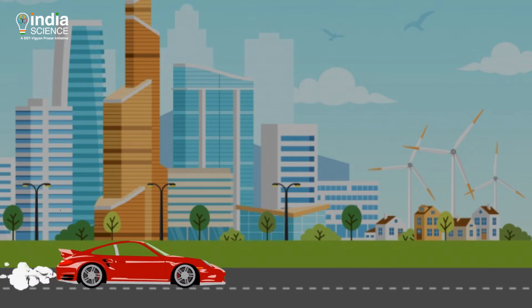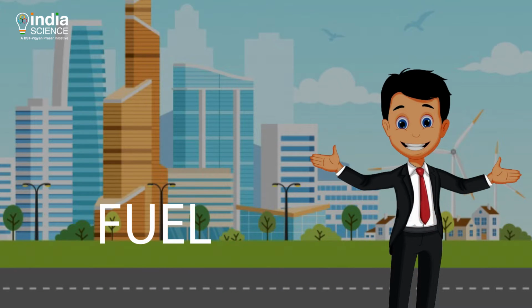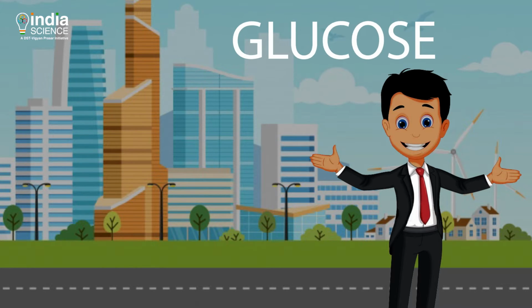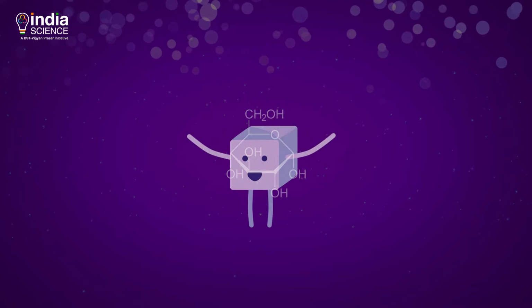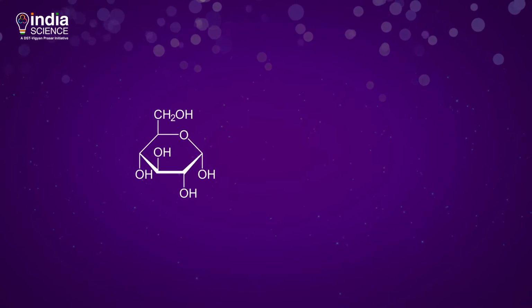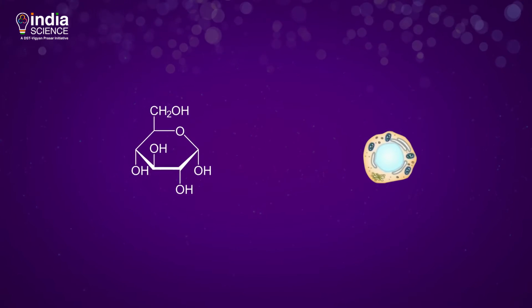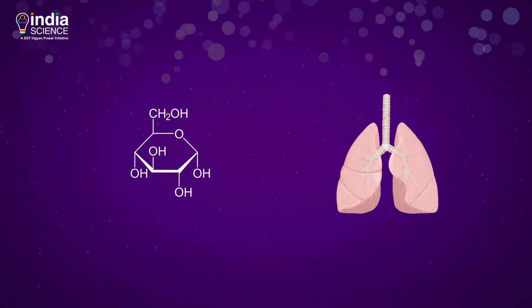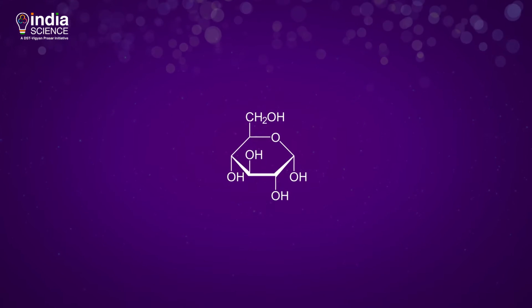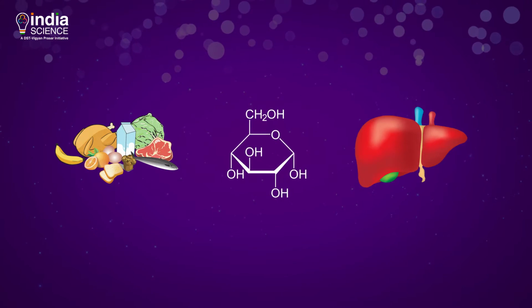Like a car needs fuel to run, our body also needs fuel to work. And our body's fuel is glucose. Glucose is a form of sugar. It is the main source of energy for the engine of our body, the cells that make up our muscles, organs, and also the brain. Glucose comes from two major sources, food and liver.